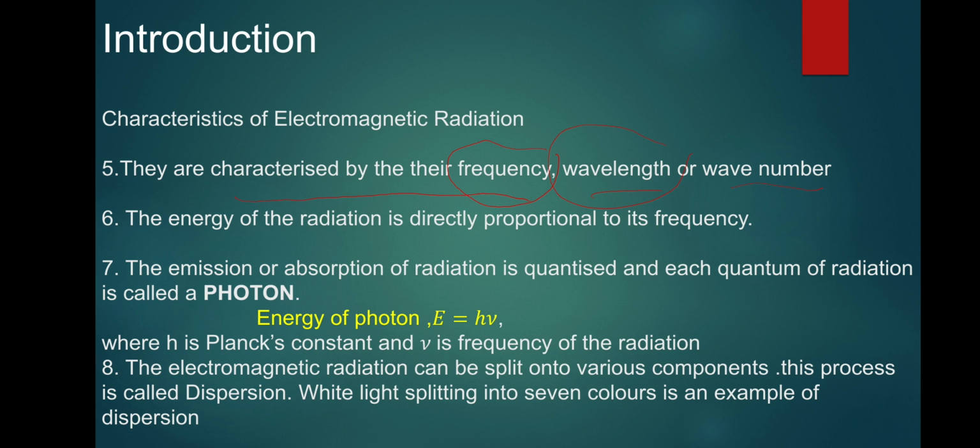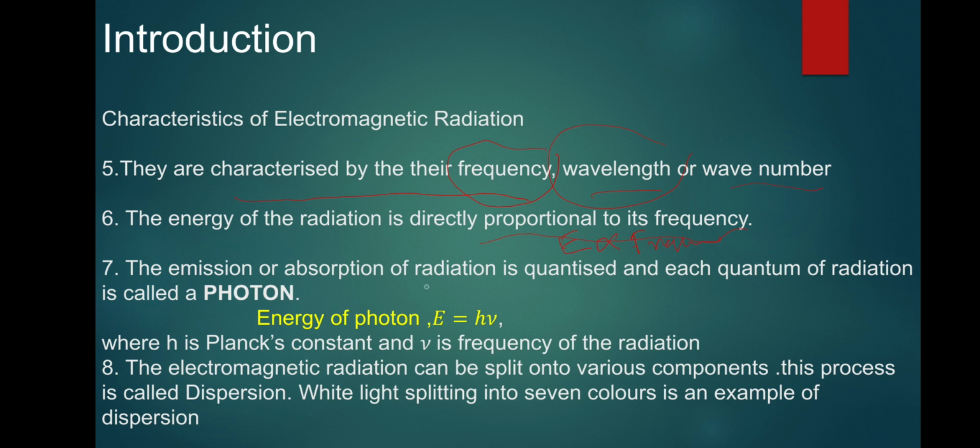If you want to say this is an electromagnetic radiation, we say it has a frequency of so and so. For example, white light means 380 nanometer to 760 nanometer. That is the wavelength. That part we call the visible region. Then the energy of radiation is directly proportional to frequency.